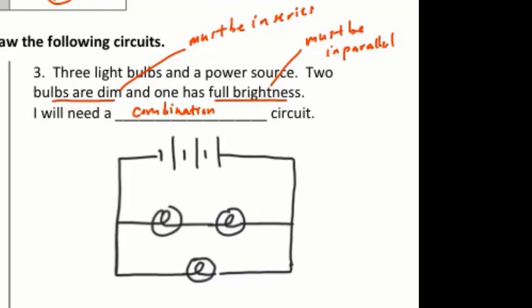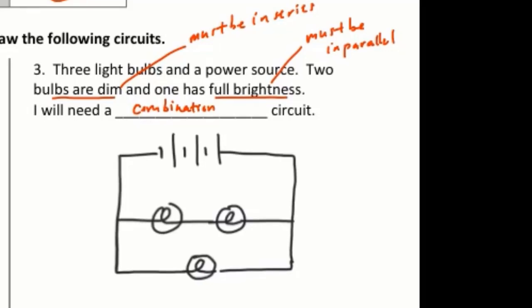So let's check it one more time and make sure that it makes sense. We've got 3 bulbs, check. A power source, check. 2 bulbs are dim, those are those 2. And 1 is full brightness, that's that one. I'm done. On to the next one.